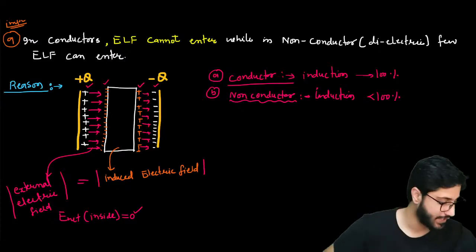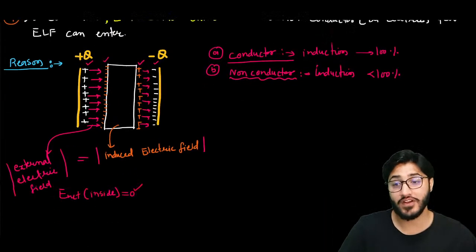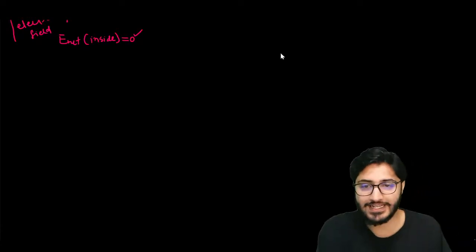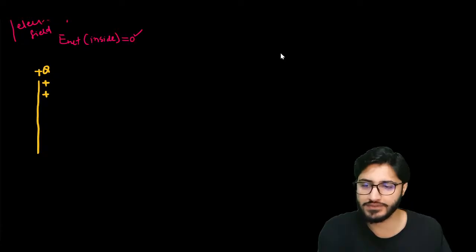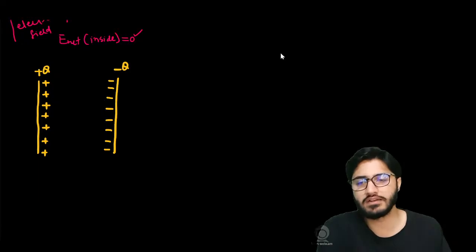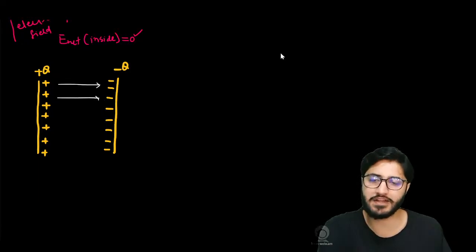If we have a non-conductor now, very easy, okay? Look, here we have plus Q charge, and here we have a minus Q charge. We know that there will be an electric field, like this, as usual between positive and negative. This is my electric field.